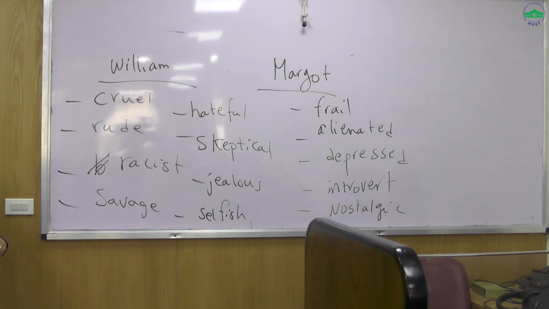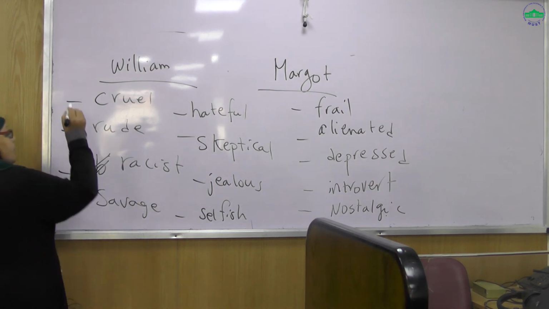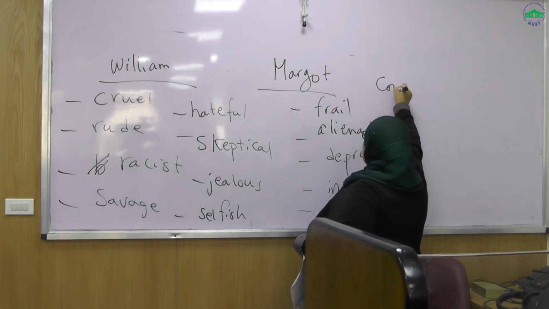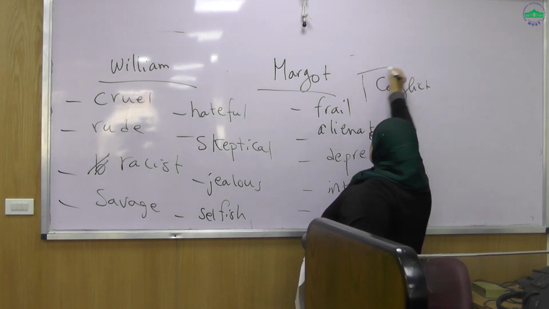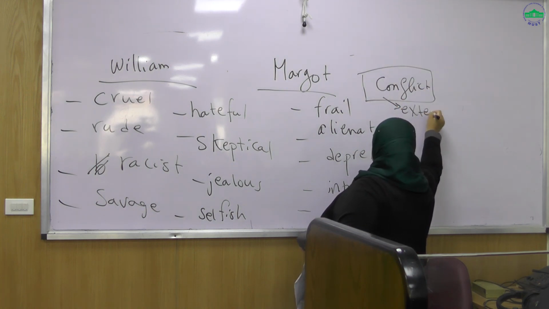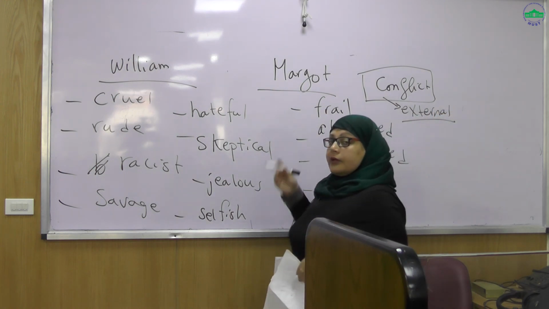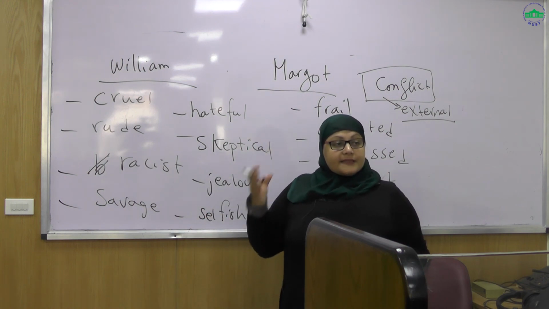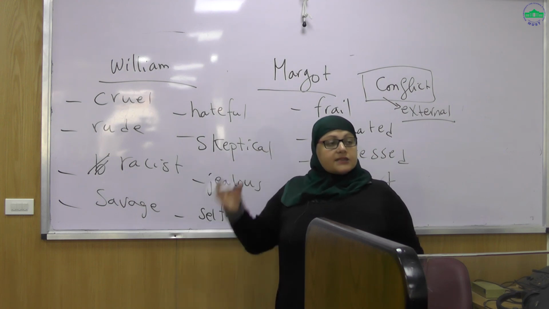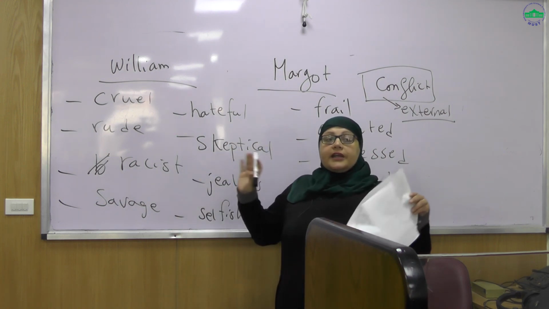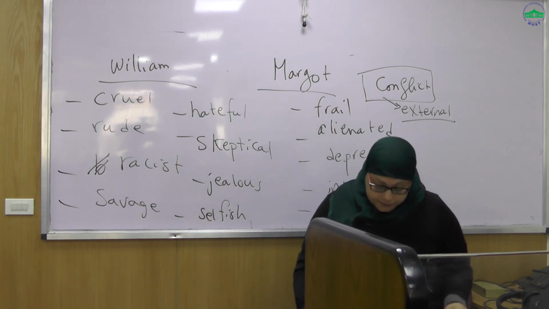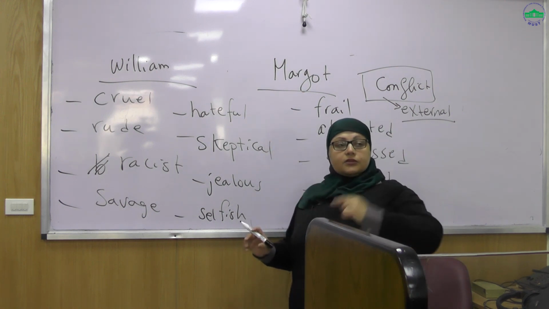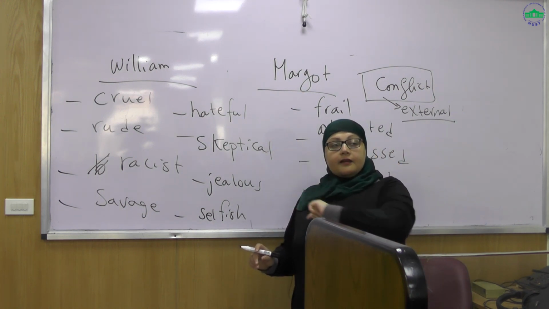What type of conflict do we have? Internal. Yes. Internal, why? I don't think that we have internal. It's only external. External. Character versus society. Character versus character. Margot is against this society. Margot is against William and the rest of the children, but it is only external conflict. Versus society, not herself. She doesn't fit in.